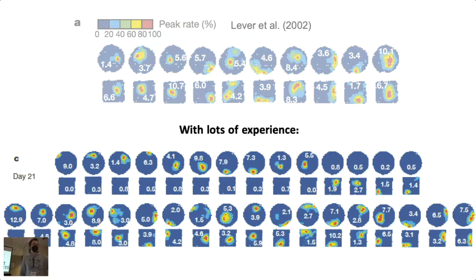However, when you give the animal more and more experience, let's say 21 days of experience, and you do the same experiment, the changes become much more dramatic. So now you get neurons that can go silent when you change the shape of the environment. So the remapping can become more global. However, there are still some neurons that seem very anchored to the border and the edges or the shape of the environment.